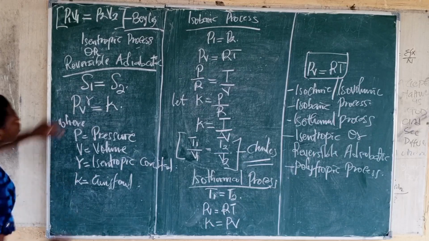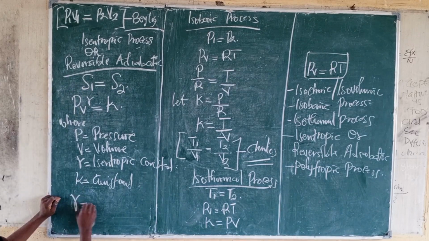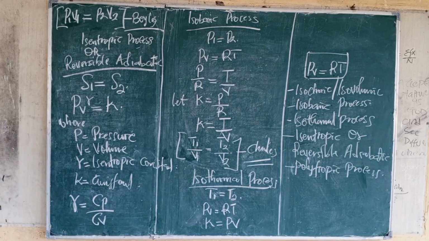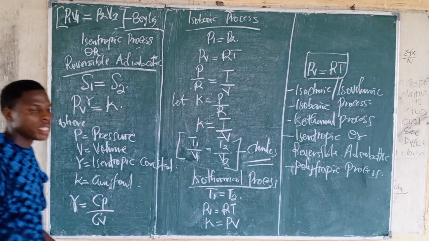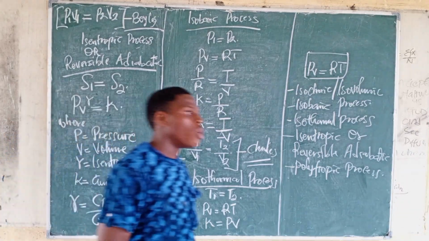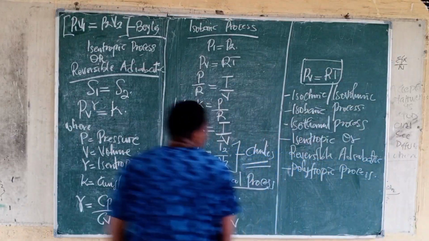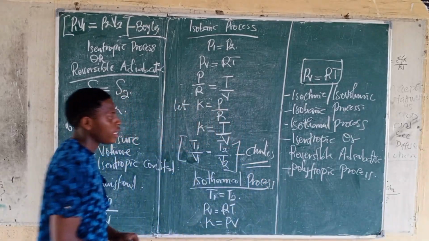Now, the isentropic constant, that is gamma, is equal to Cp over Cv, where your Cp is the pressure constant, and your Cv is your volume constant. Now the last process we'll talk about is the polytropic process.